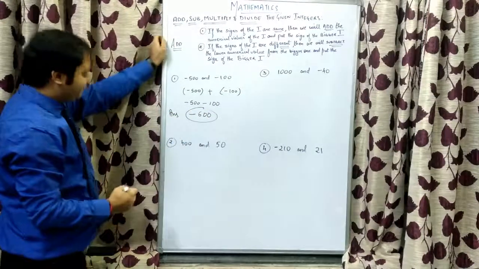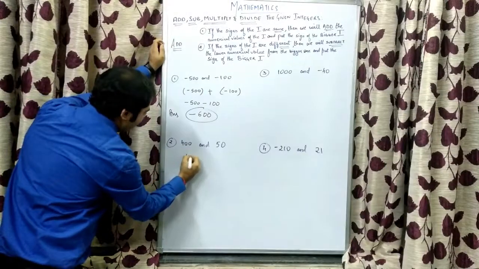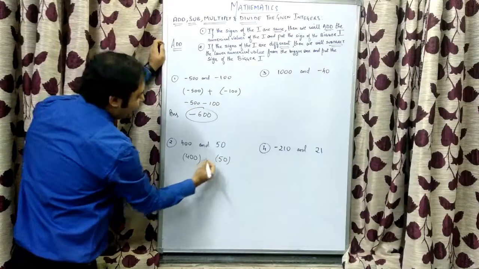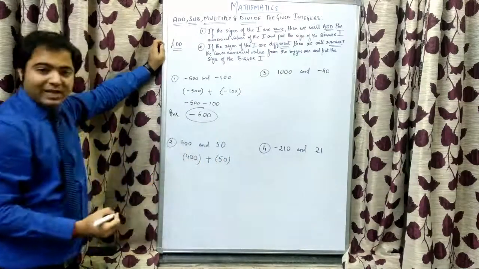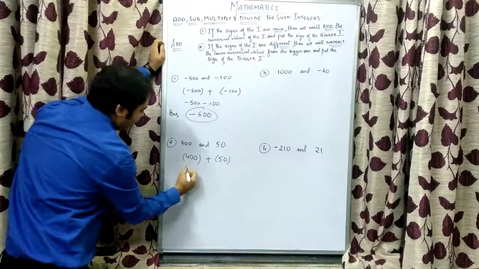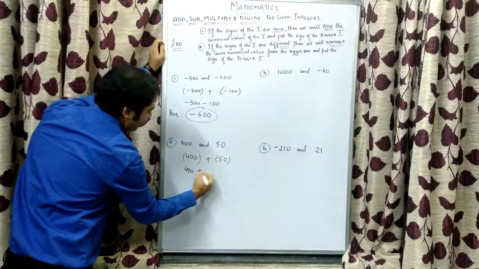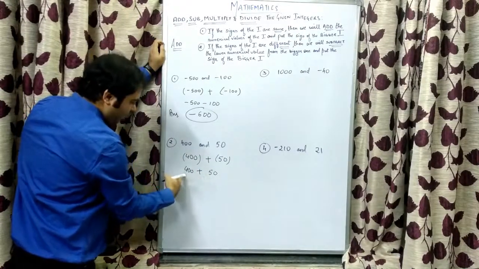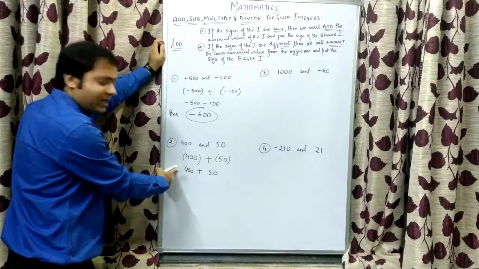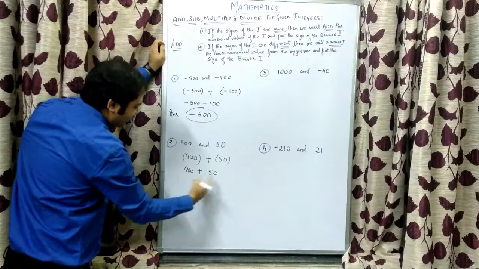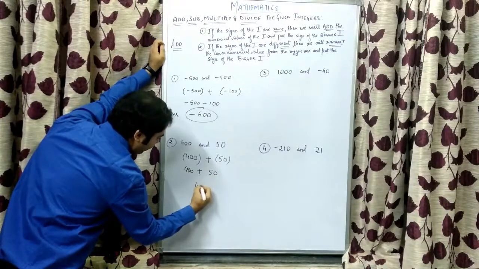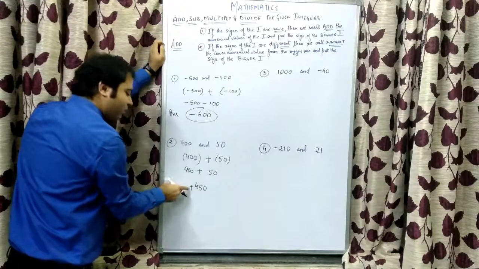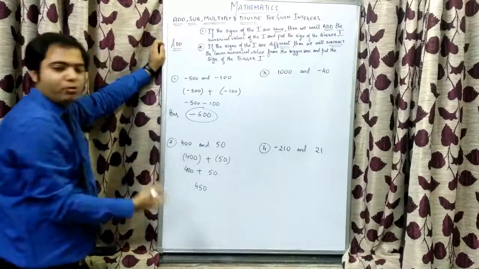Right? Second example, 400 and 50. We'll write 400 in bracket, 50 in bracket. In between we need to perform addition, so I will put a plus sign. Plus into plus is plus 400. Plus into plus is plus 50. Now since signs are same, we add the terms. 400 plus 50 is 450. And we'll put the sign of the bigger one. Bigger one is having plus sign. If you want to put plus, you can put plus. If you don't want to put any sign, we can assume it to be plus.